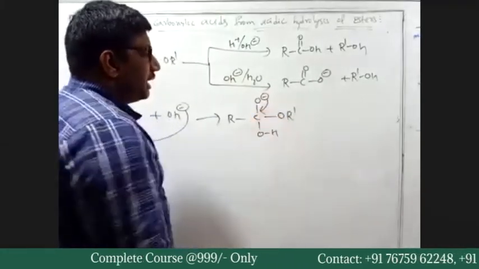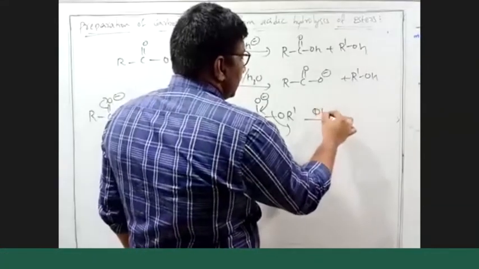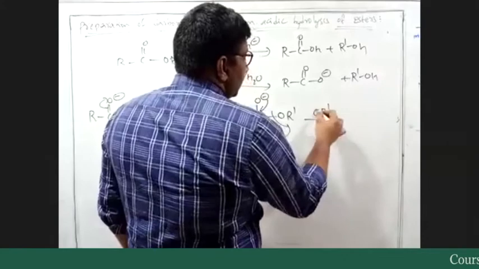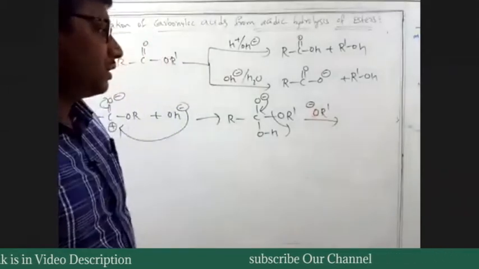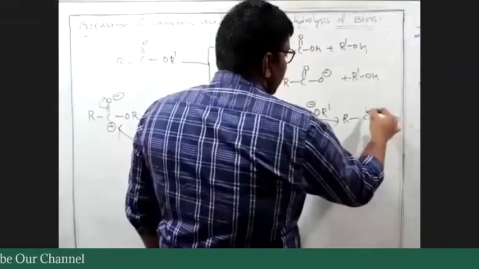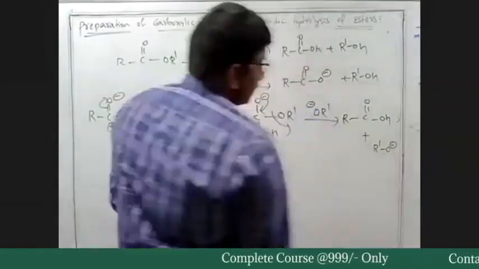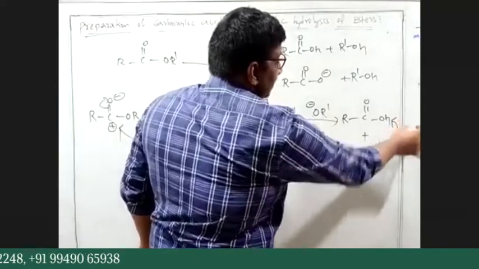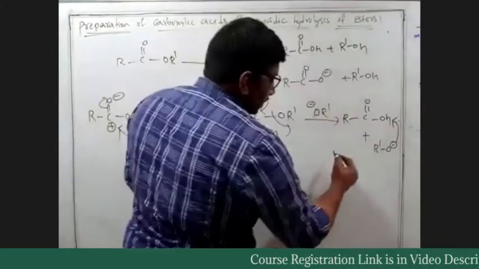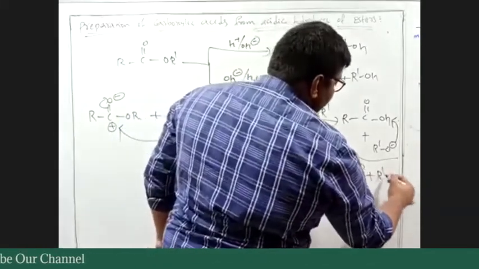So this comes in, and OR' leaves. Alkoxide ions are also good leaving groups, so they leave to form RC double bond OH plus R'O minus. This R'O minus will now pick up the hydrogen from the acid. So we get RC double bond O minus plus R'OH.